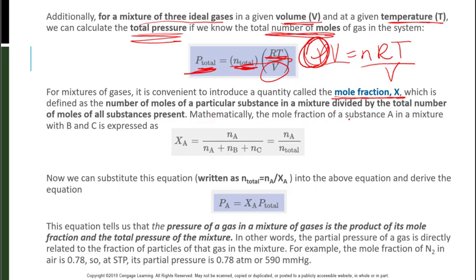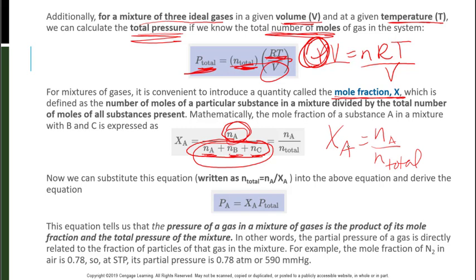Mathematically, the mole fraction of a substance A in a mixture with B and C is expressed as the moles of A divided by all of the moles from A, B, and C. So it's finding the part divided by the whole. That's what a mole fraction is.